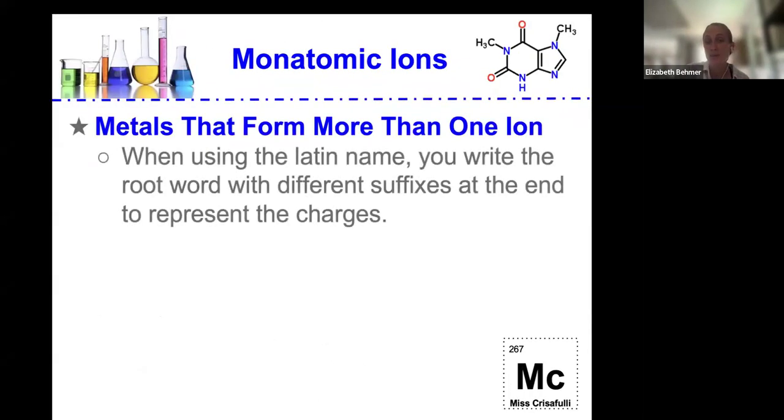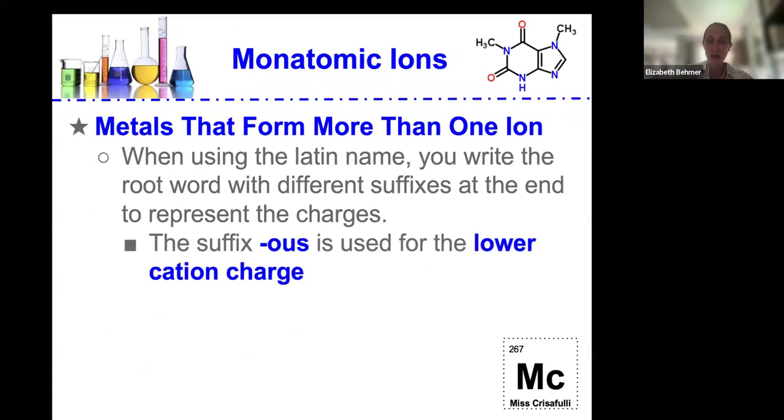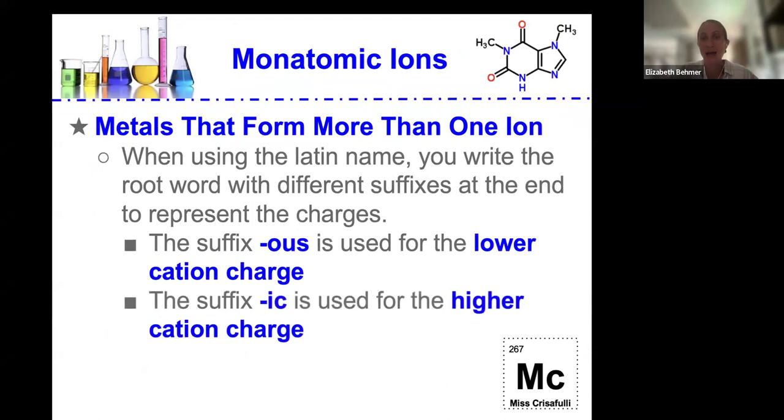When using the Latin name, you write the root word with different suffixes at the end to represent the charges. The suffix -ous, O-U-S, is used for the lower cation charge, and the suffix -ic, I-C, is used for the higher cation charge, and we'll go over examples of that.